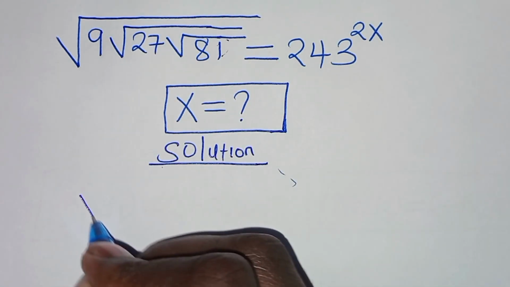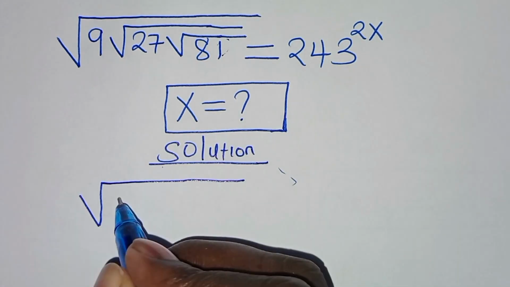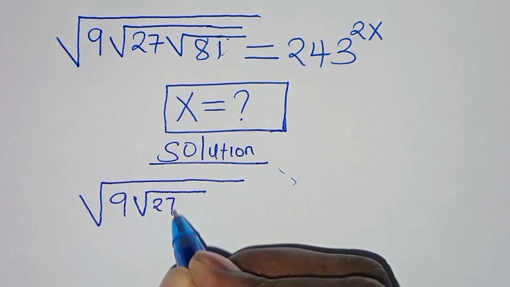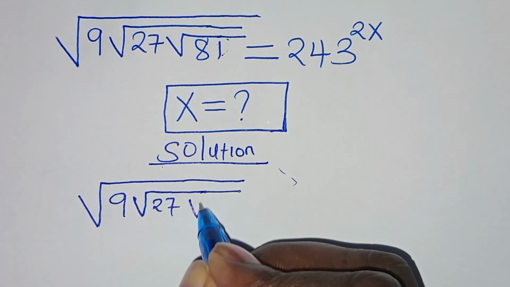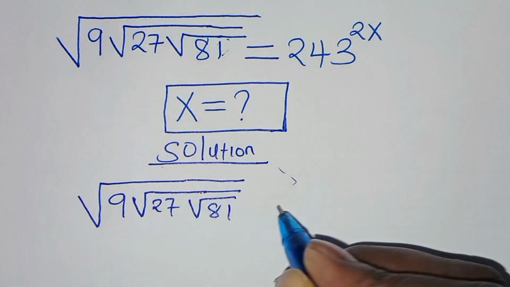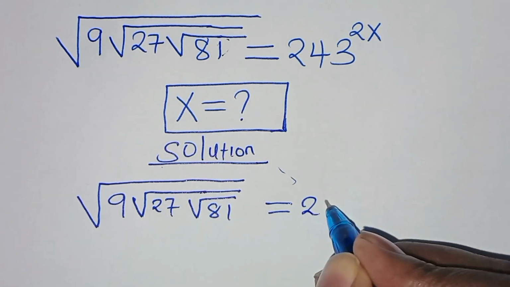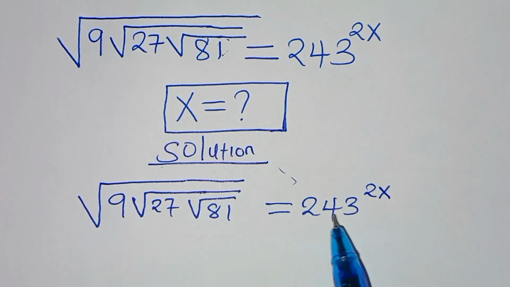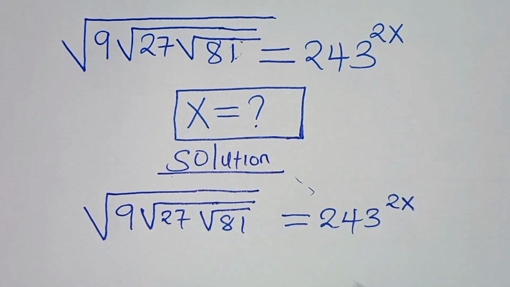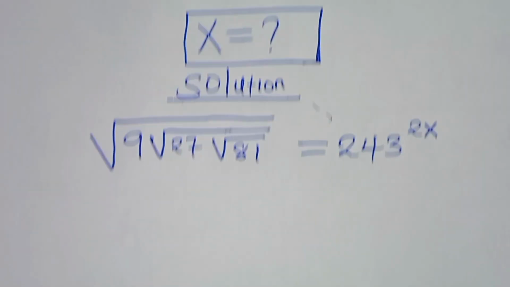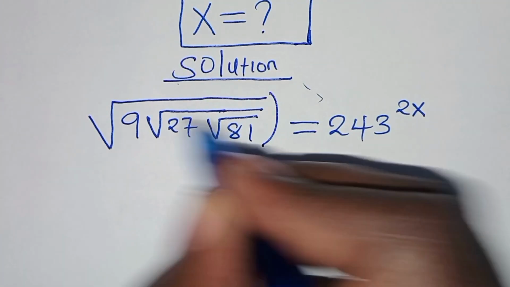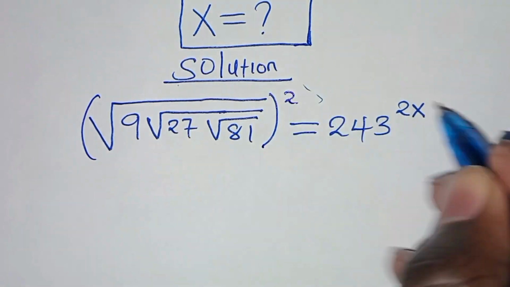Now we have the square root of 9 multiplying by square root of 27 multiplying by square root of 81. This is equal to 243 raised to power 2x. Now we are going to solve this math problem by applying two methods. So let's start with method 1. In this case, let's square both sides from here.